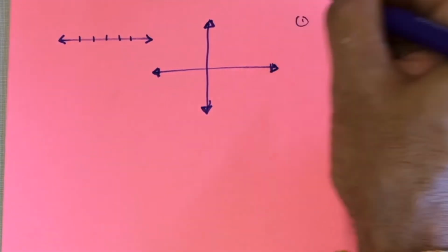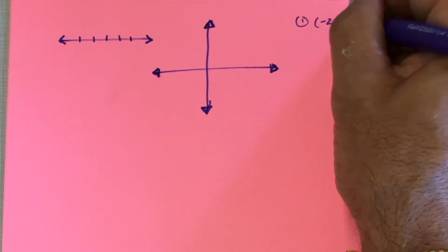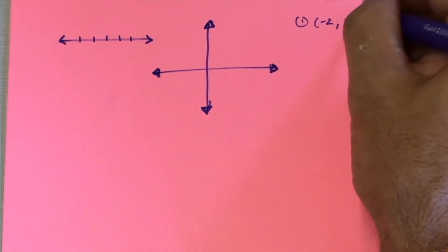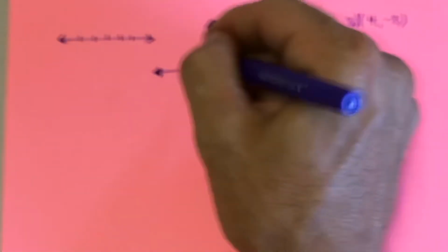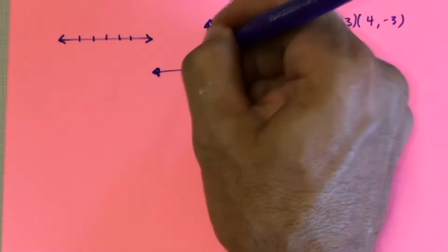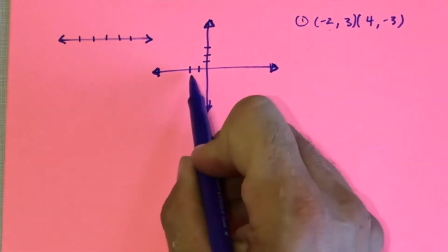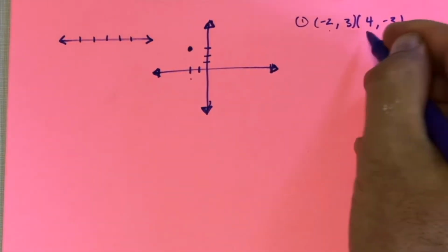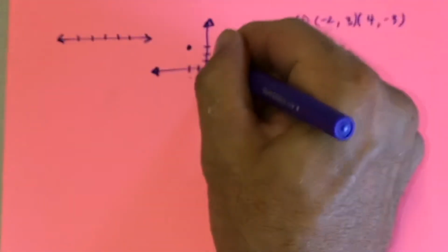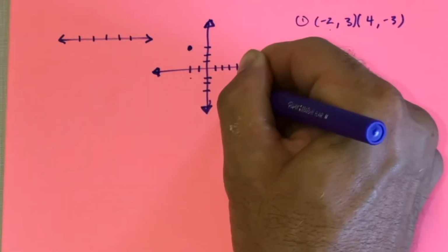So let's look at one set of coordinates, -2 and 3, and 4 and -3. Now, when I like to plot, I just like to use the dashes that I need. So I need -2 on the x and 3 on the y, and plot my point. And I need a 4 and a -3. 1, 2, 3, 4, and a -3.